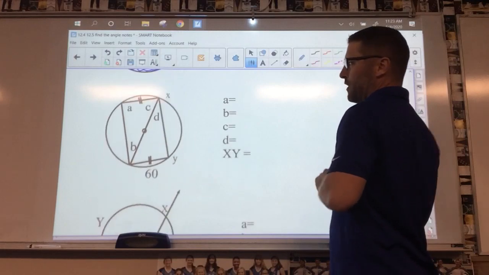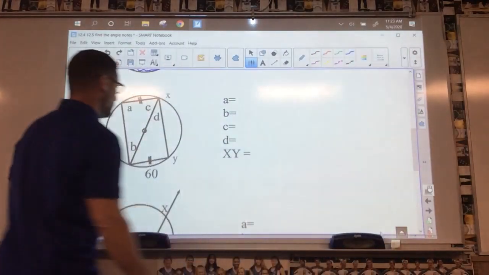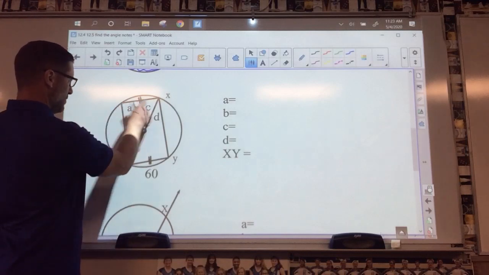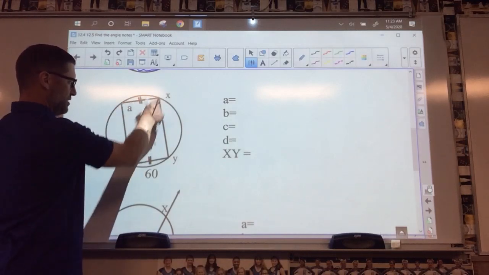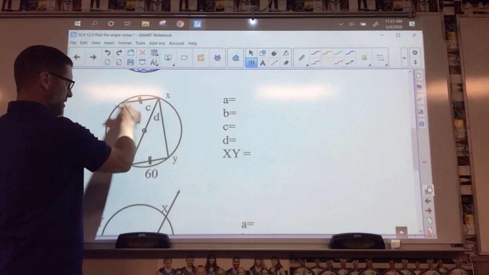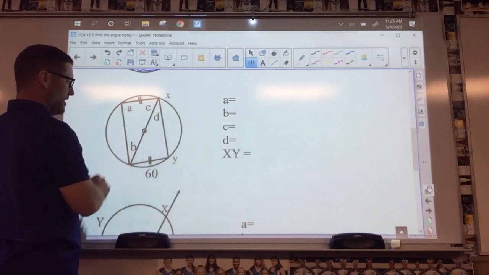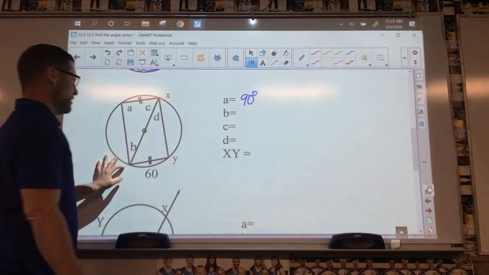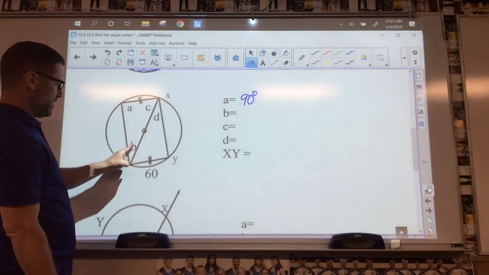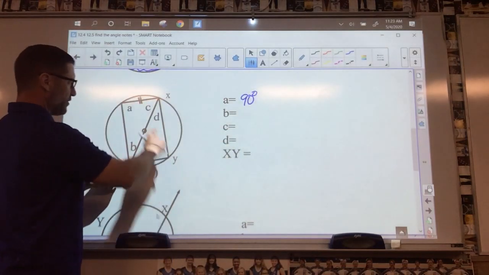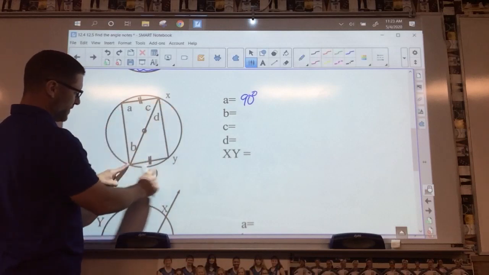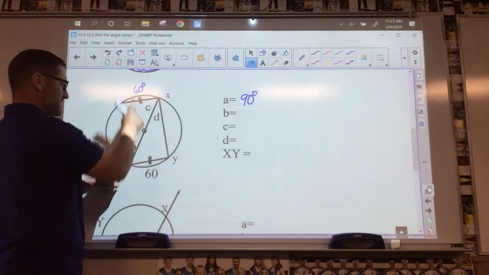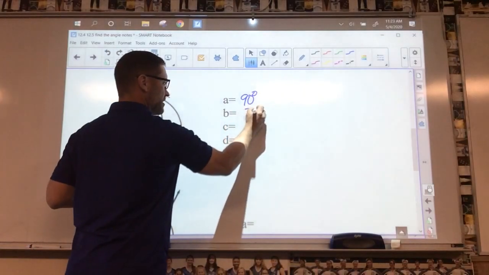Two more. This one. All right, so A, O, diameter, A. Okay, that's got to be a right triangle right there. So A has got to be 90 degrees. B, chord is congruent, chord is congruent. So if that is 60, that is 60, and B is half of 60, or 30.